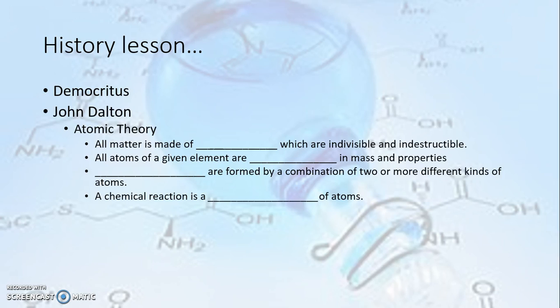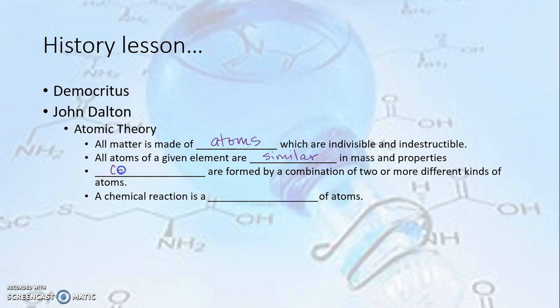Then, probably about 200 years later, an English school teacher by the name of John Dalton came up with the atomic theory. He based this theory on work that had been done between the time of Democritus and his own. In his theory, he said that all matter is made of atoms, which are indivisible and indestructible. He also said that all atoms of a given element are similar in mass and properties.